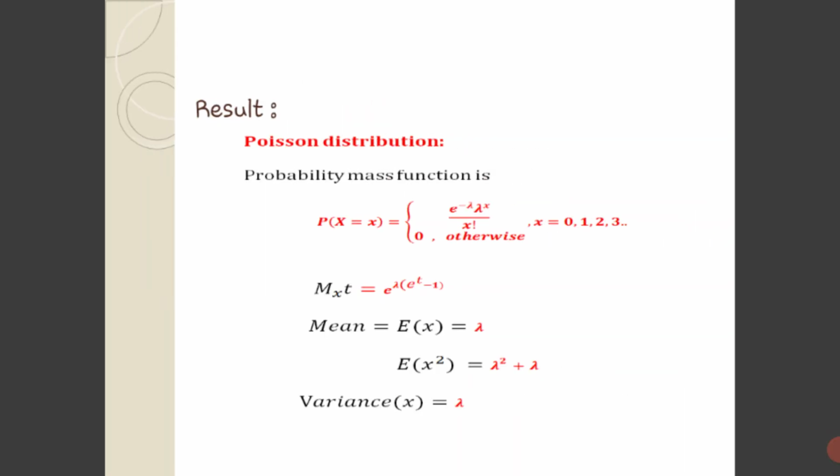Final result: the Poisson distribution probability mass function is e^(−λ) λ^x by x factorial. Our moment generating function of the Poisson distribution M_X(t) equals e^(λ(e^t − 1)). Our mean answer of the Poisson distribution is λ, E of x square answer is λ square plus λ, and the variance answer is λ.